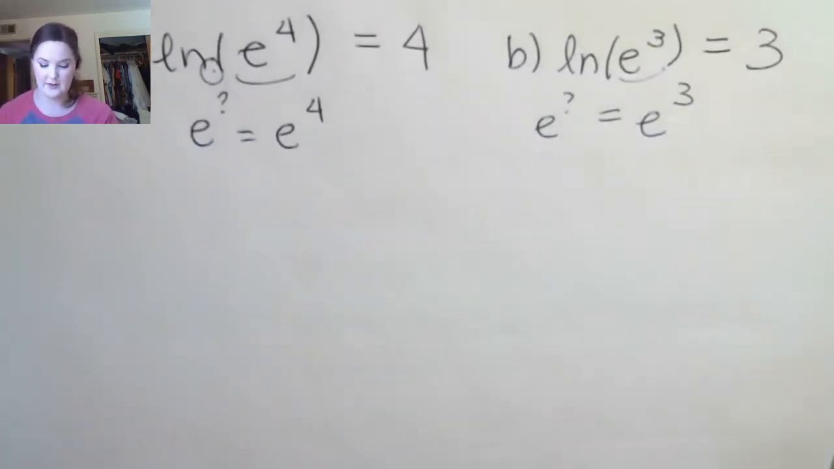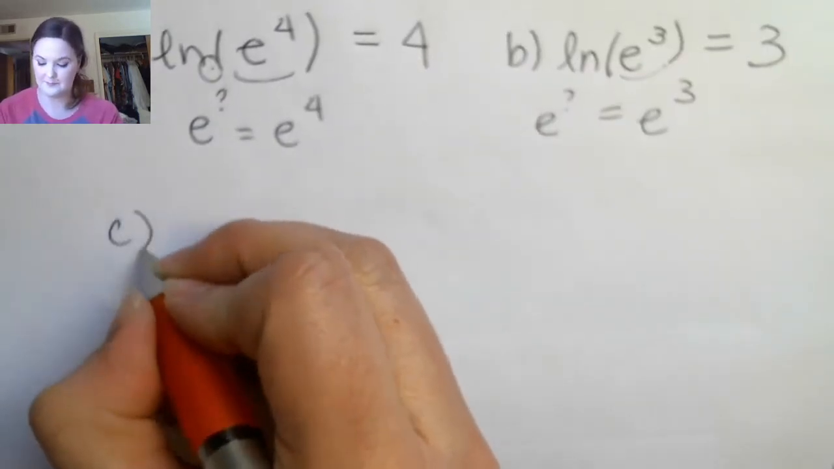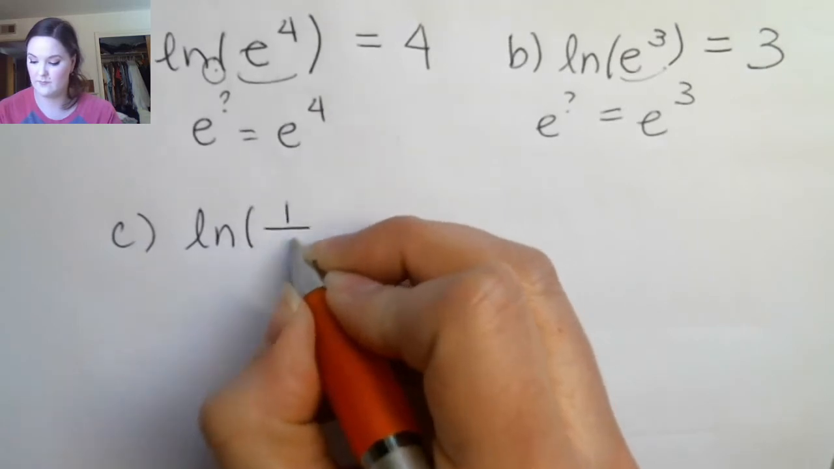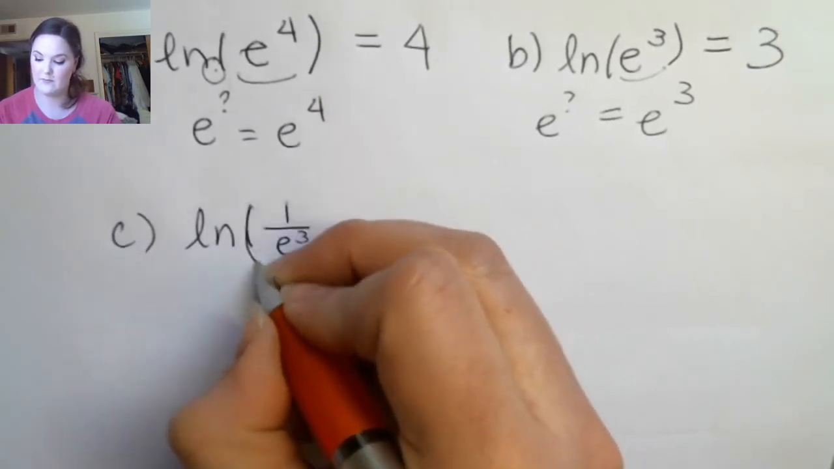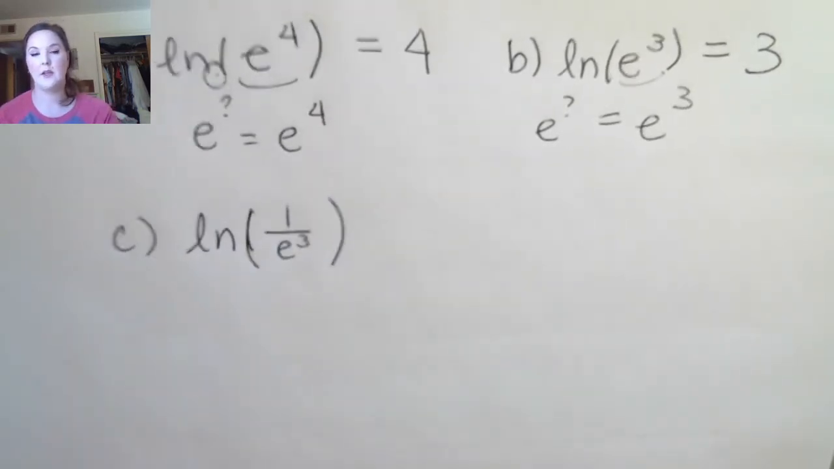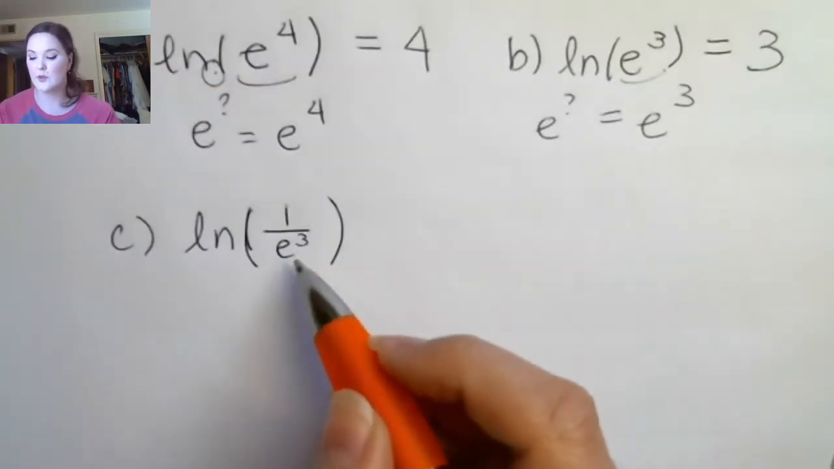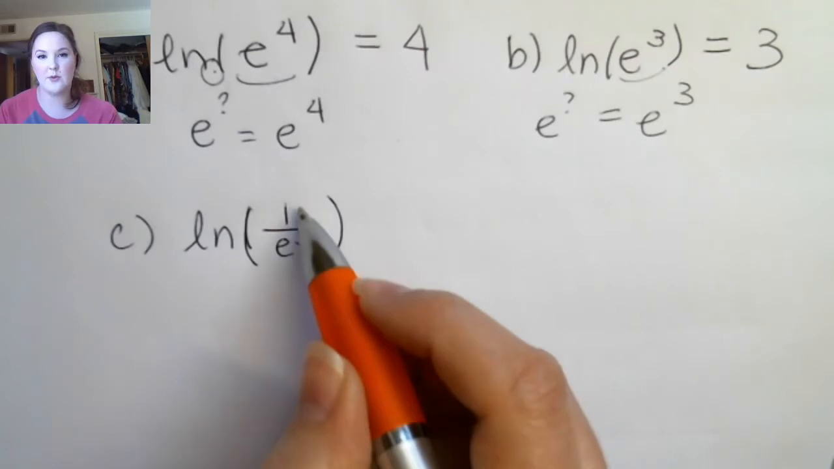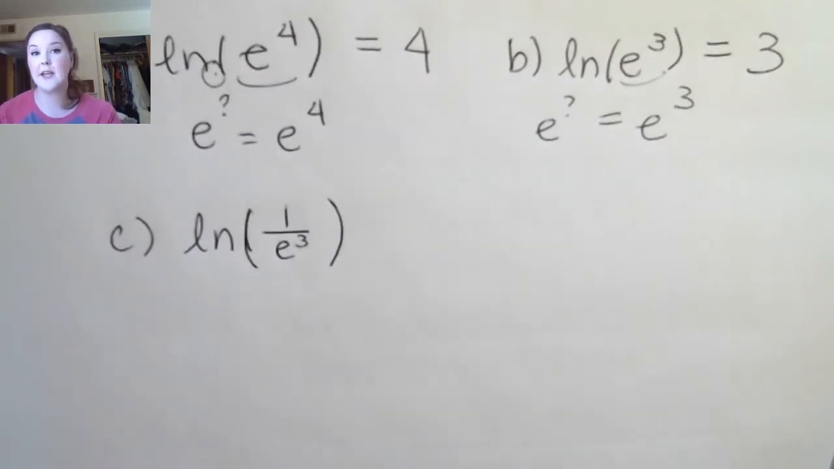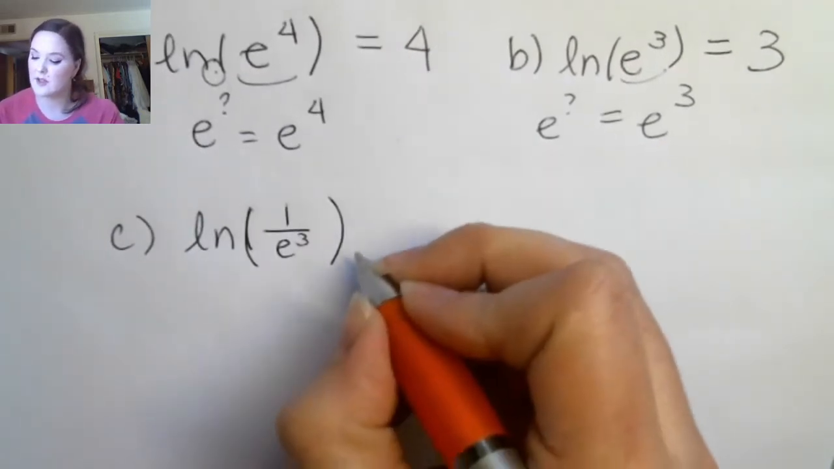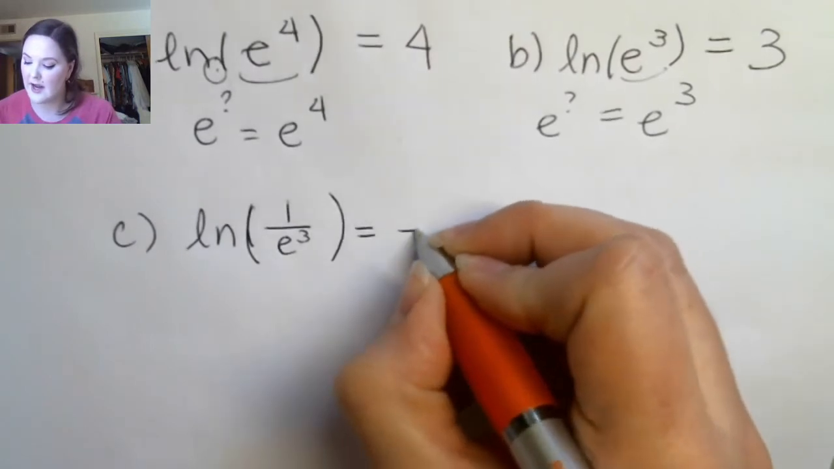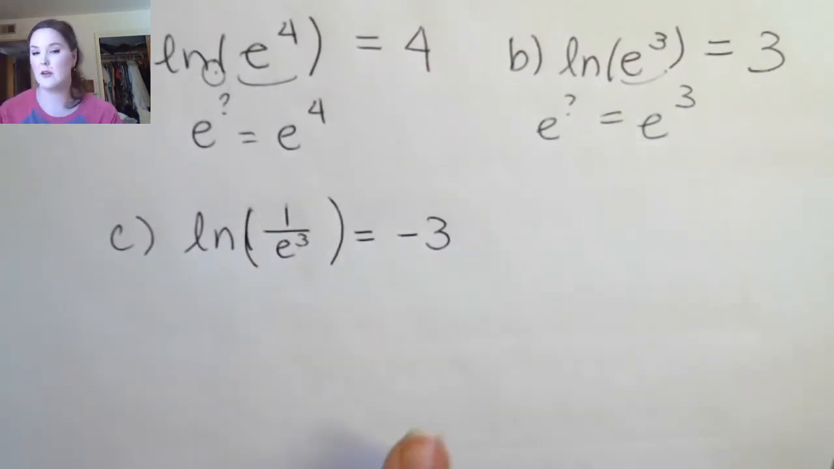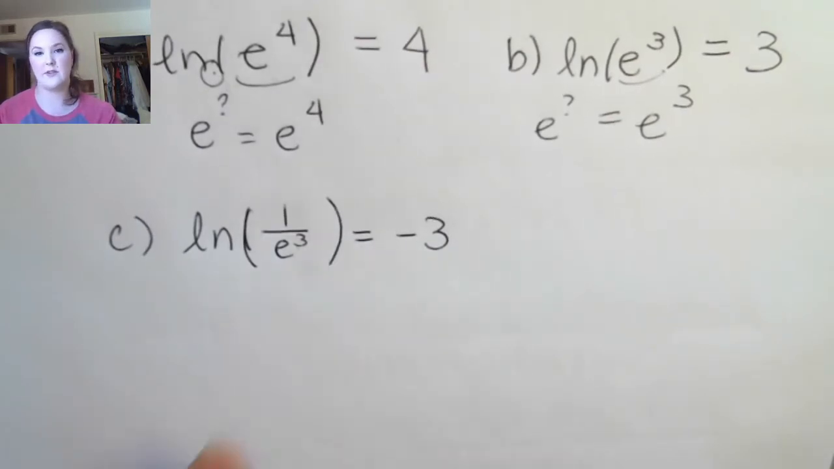Okay, let's do a couple more. So what's going to give you this 1 over type of structure? What kind of exponent gives you a fraction? Remember, negative exponents give you fractions. So this is going to be -3. The negative is coming from it being in the denominator, and then the 3 is this 3 here.